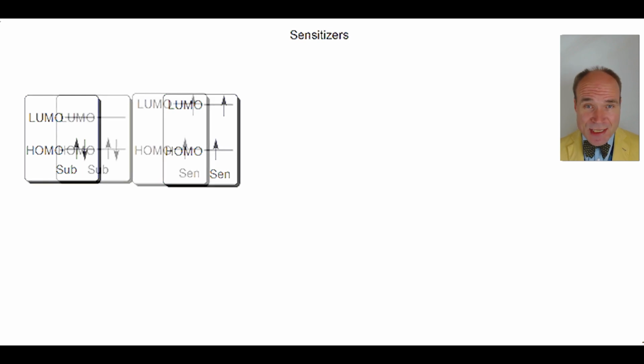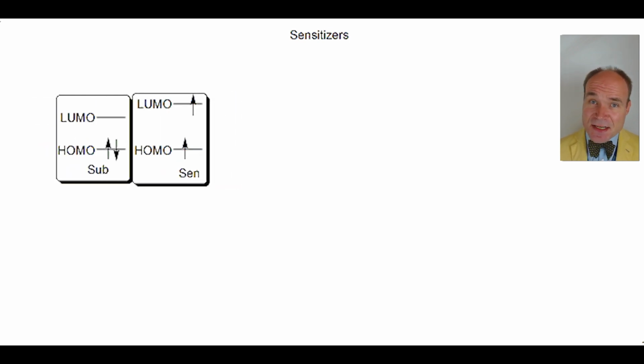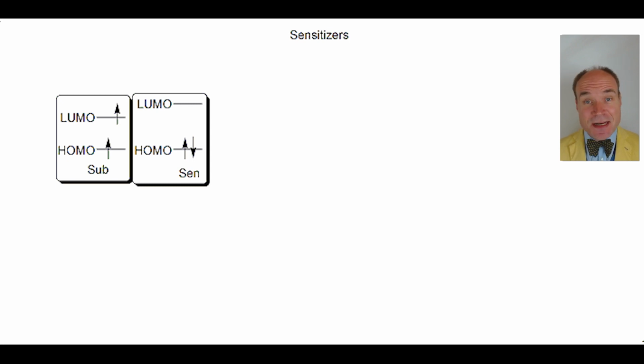Now the two molecules collide, and the sensitizer goes from triplet state to singlet state, and through collision, the energy is transferred to the substrate, that as a result goes from being in the singlet state to the triplet state, that can then proceed to carry out its reaction of value.